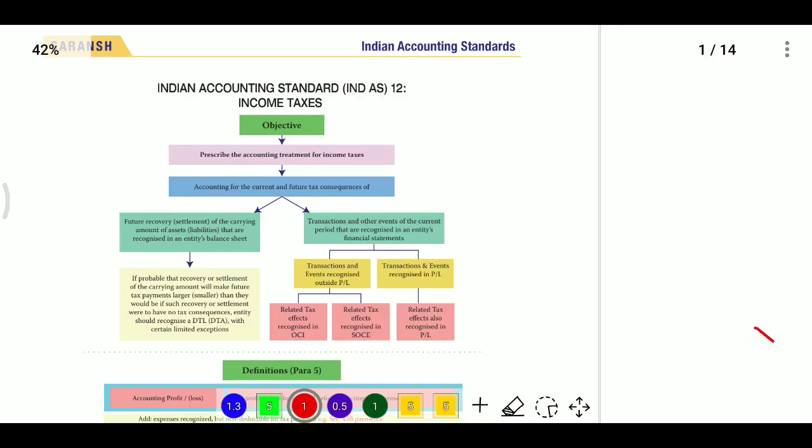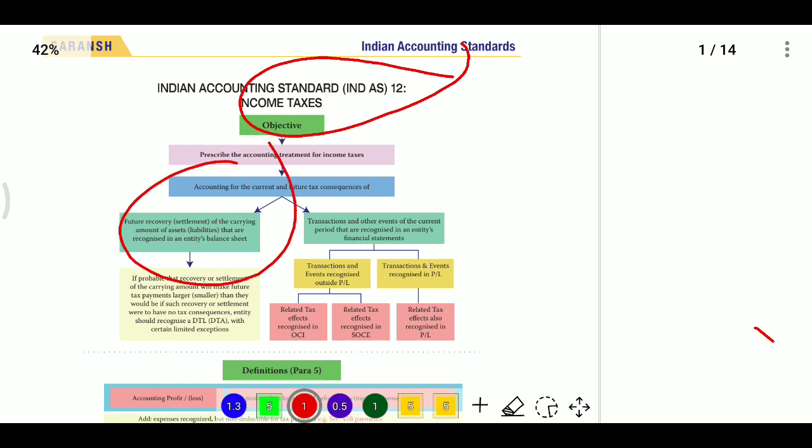Hello everybody. In this video we are going to discuss Ind AS 12, that is income tax related. What is the objective of this standard? Here we need to describe the accounting treatment for income tax, as per the Companies Act or books of accounts, accounting for the current and future consequences, how we can recover in future, that is, how settlement will happen, and how the transactions or other events of the current period are recognized.